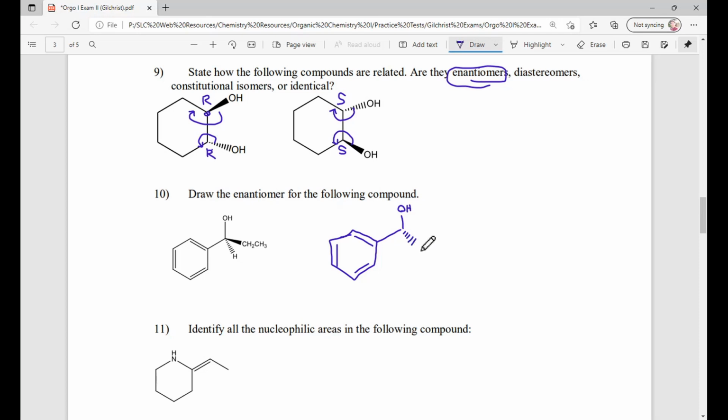This is my CH2, CH3, and this is my hydrogen. That's all I have to do.